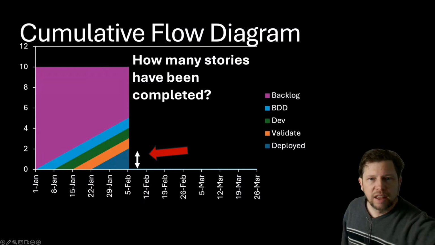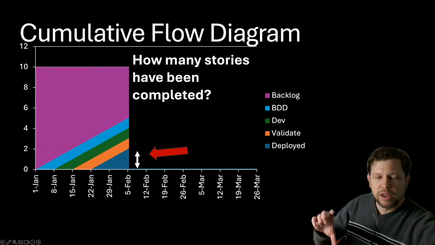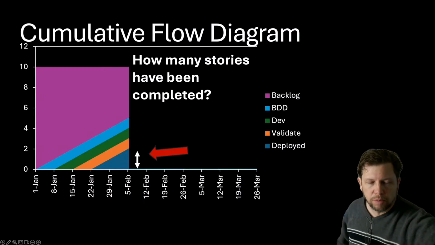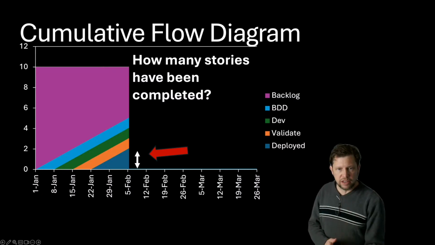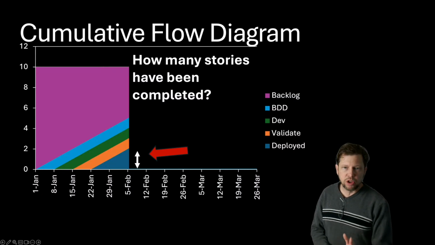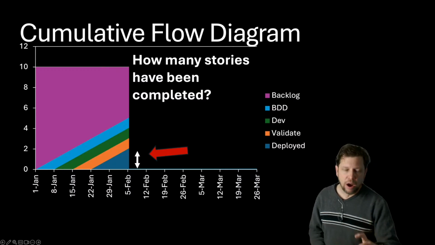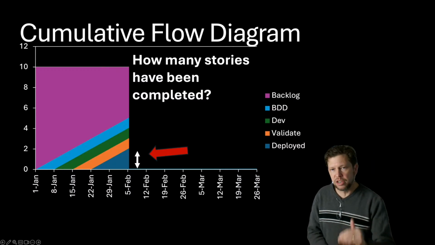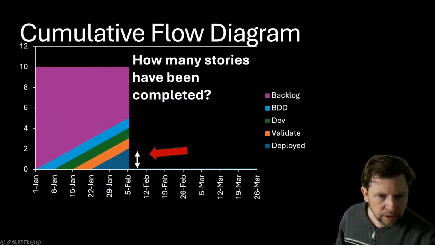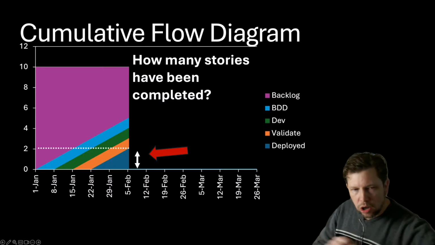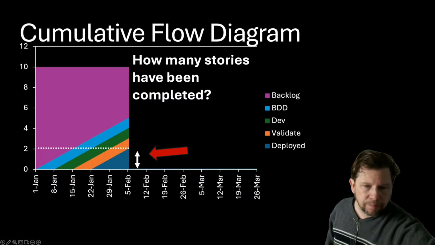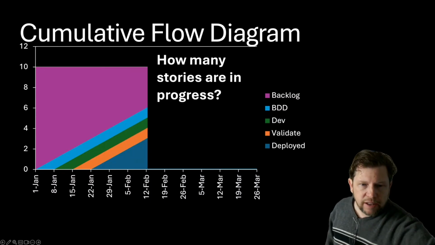Now the next question. Okay, yes, so we can measure right here. There were 2 stories that were completed. We can see that because we look at the time axis, and then we look at the color for deployed, and we look at how tall it is. However tall it is. As things move over, they just continue to stack. And if we draw our line, then we can kind of see where that's coming from. Okay, so we go to the next week.